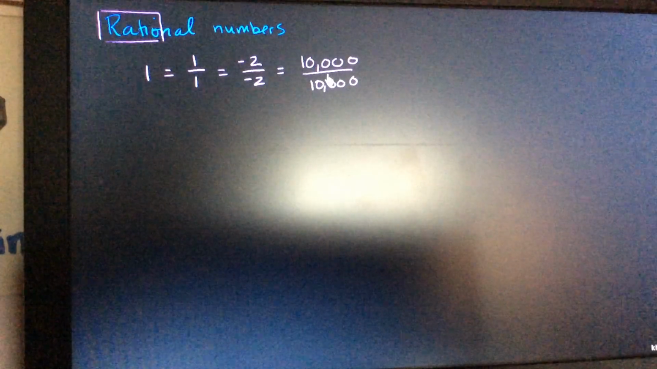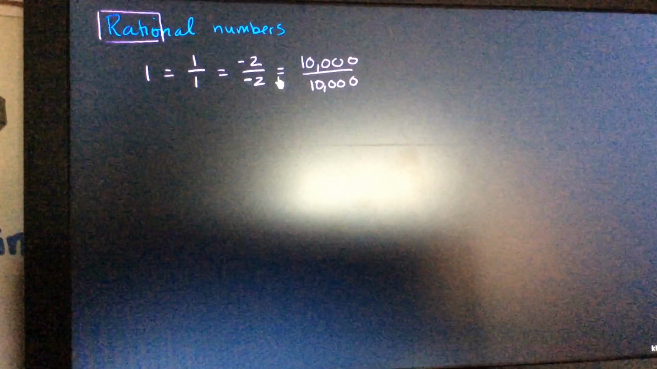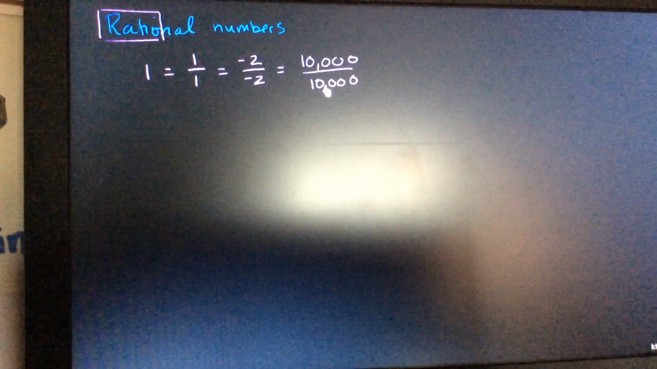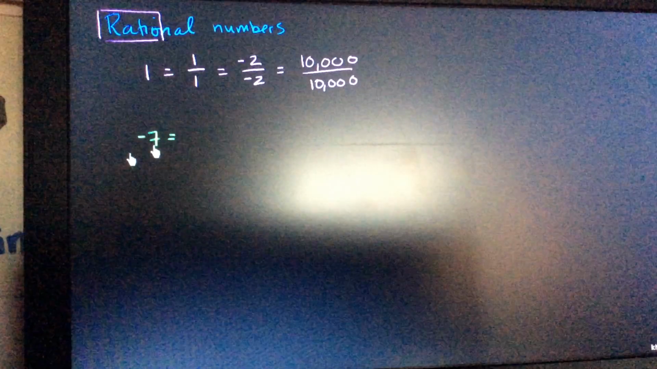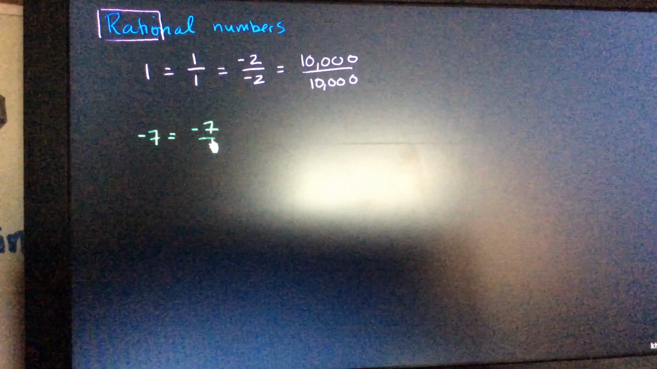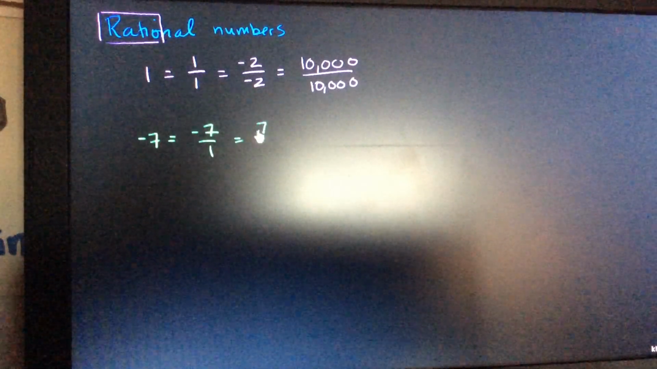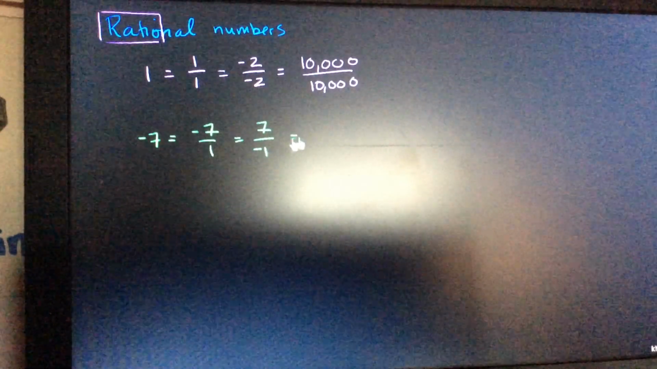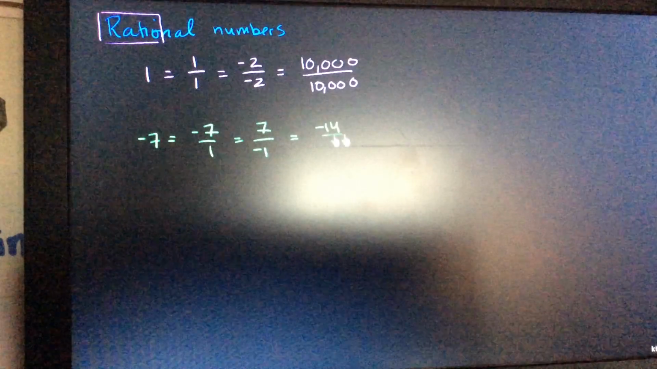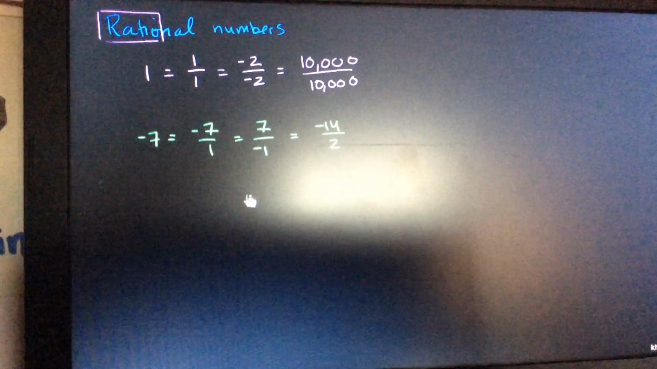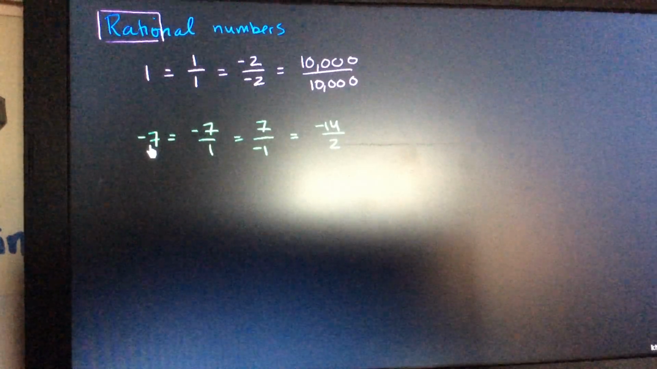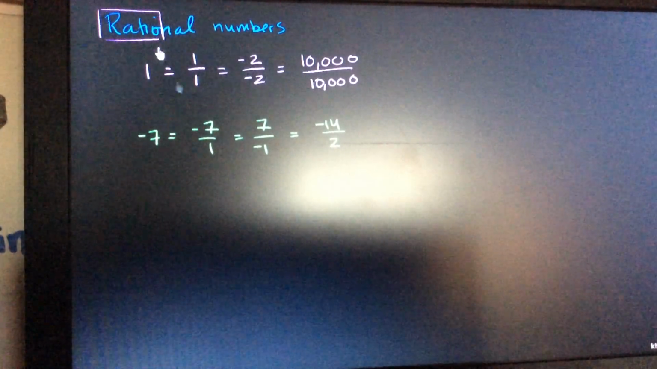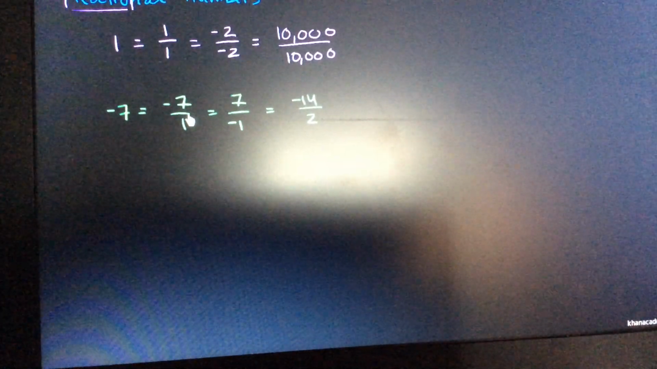And I obviously can have an infinite number of representations of 1 in this way, the same number over the same number. The number negative 7 could be represented as negative 7 over 1, or 7 over negative 1, or negative 14 over positive 2, and I could go on and on. So negative 7 is definitely a rational number. It can be represented as the ratio of two integers.